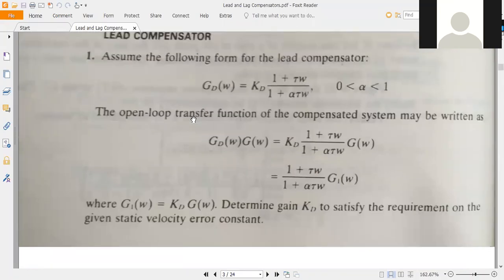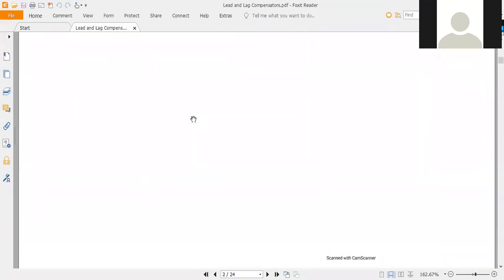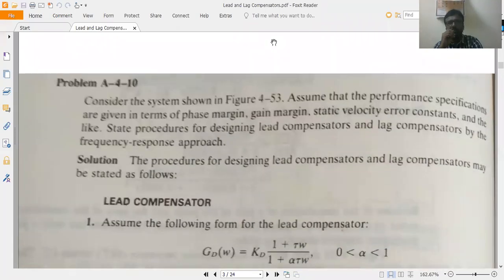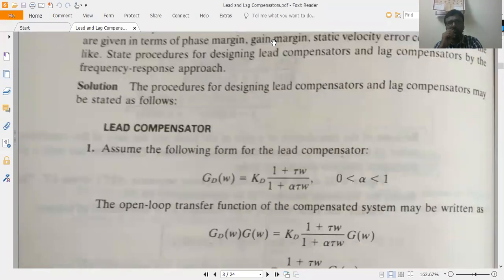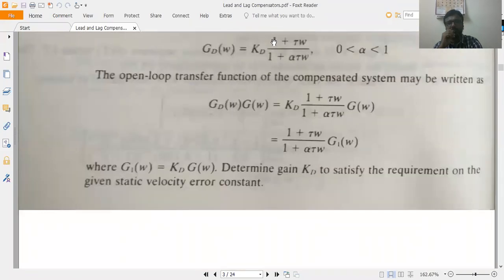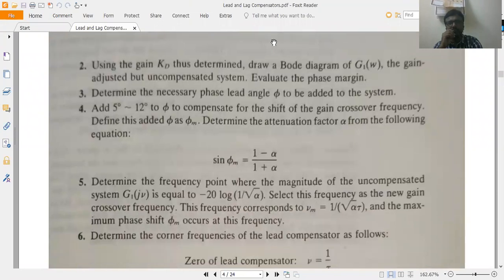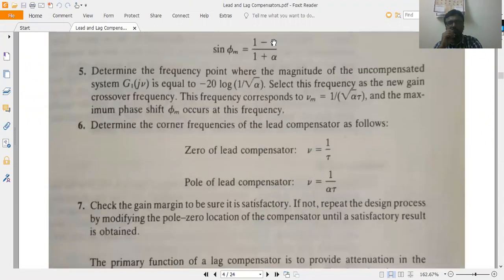Okay. So once again, if the zero value is more than the pole value, then the compensator is called a lag compensator, and if the zero value is less than the pole, then the compensator is called a lead compensator. We have to determine the lead compensator as well as the lag compensator with the help of a Bode plot system.